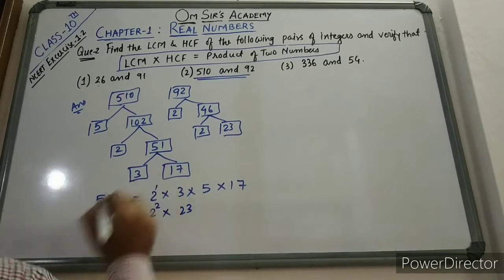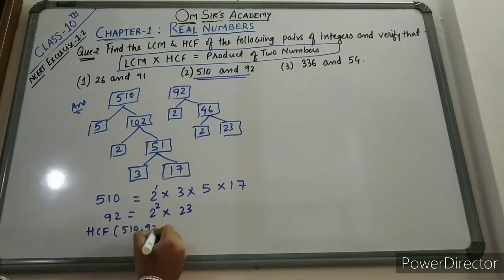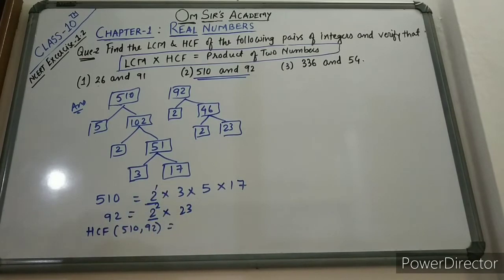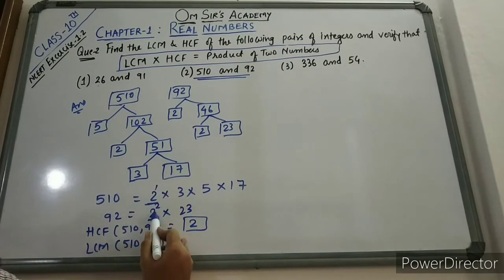Okay. So here friends, while finding the HCF, what will the HCF of 510 and 92 be? The common factor with least power. So the least power is what? 2 raised to 1. So it is 2. And the LCM of these two numbers will be the common factor with the greatest power, so it is 2 raised to 2.